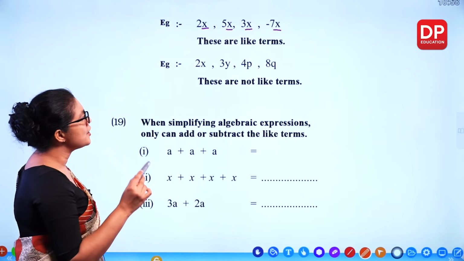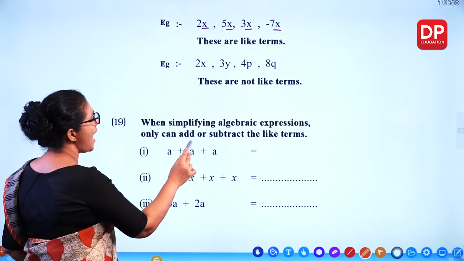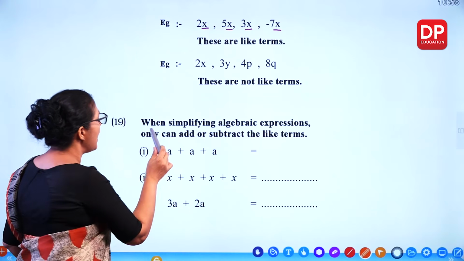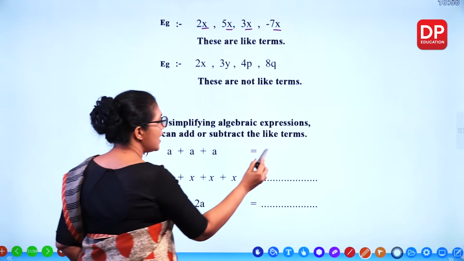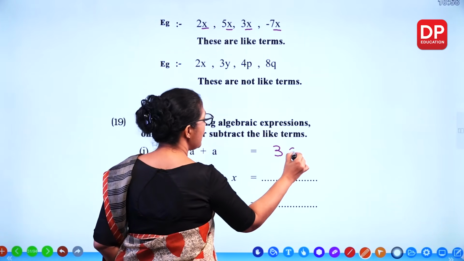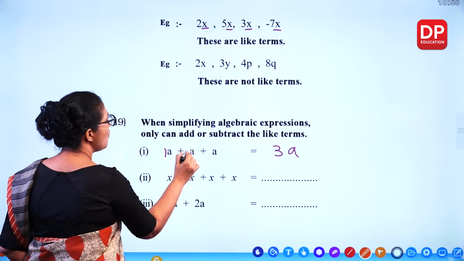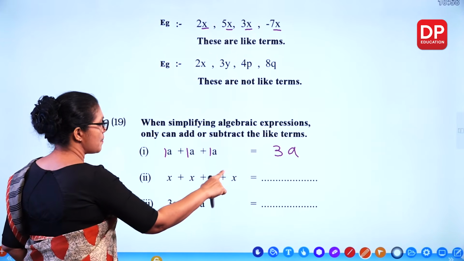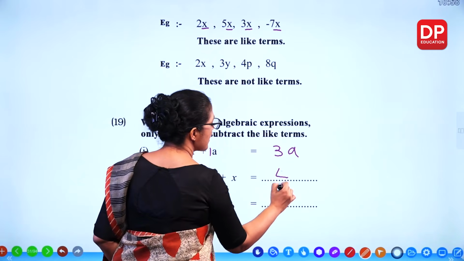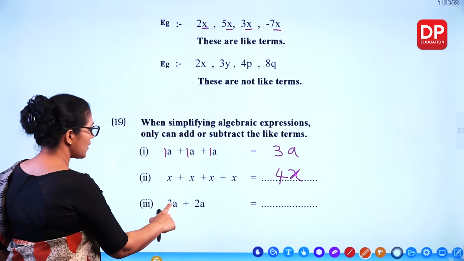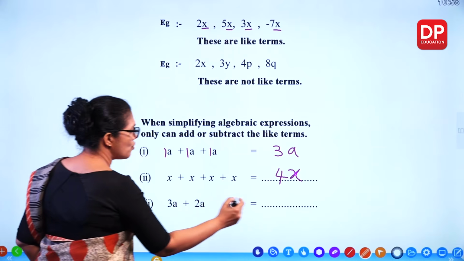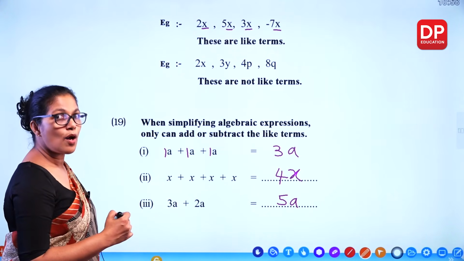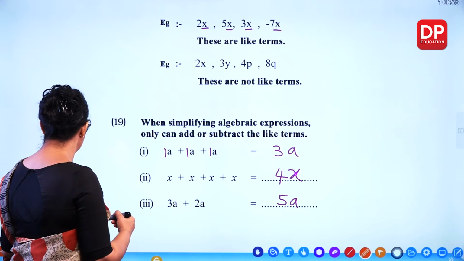When simplifying algebraic expressions, you can only add or subtract the like terms, same letters. A plus a plus a, you can say that's 3a. This is like 1, 1, 1. X plus x plus x plus x, 4 times you are adding, that's 4x. 3 plus 2 you can add and say 5a. That's how we add like terms.